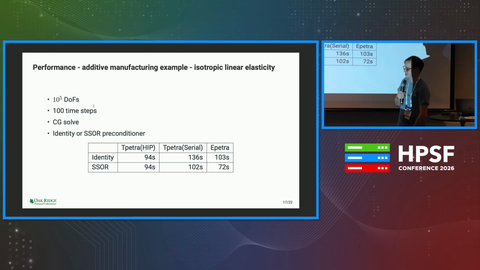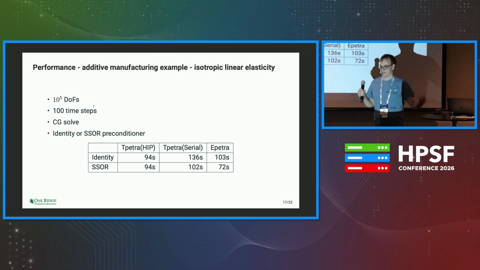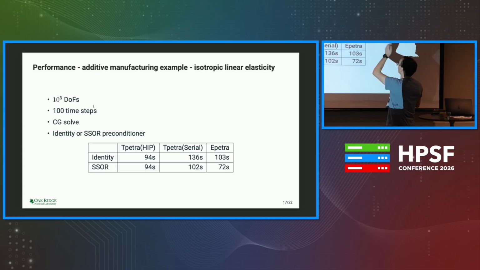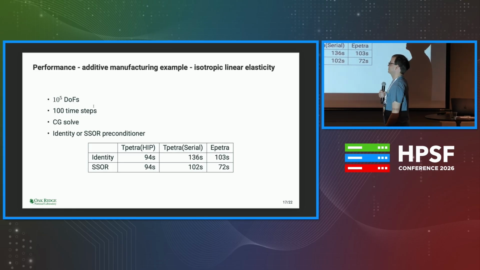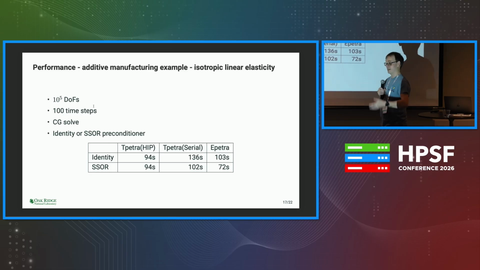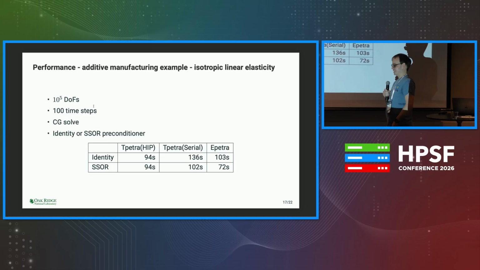Performance hasn't really been much of a concern of mine yet, but I still wanted to just try something, give some numbers. So this is just the isotropic linear elasticity problem, 10 to the 5 degrees of freedom, 100 time steps, CG solve, and then we use an identity or SSOR preconditioner. Since I've not been able to use MueLu or ML for whatever reason, I talked with Jonathan yesterday about that a little bit, so I need to understand what's going on.